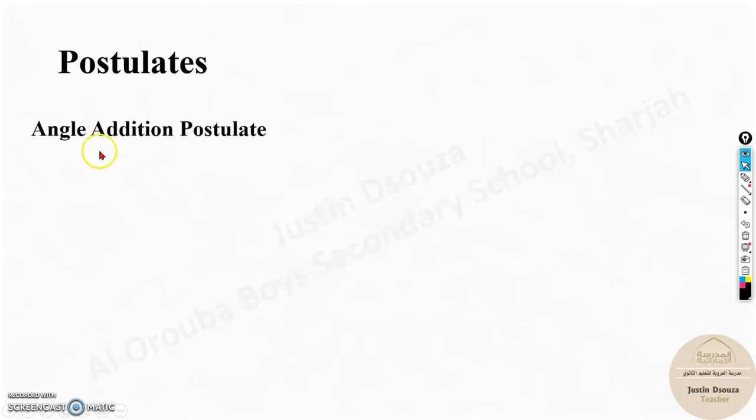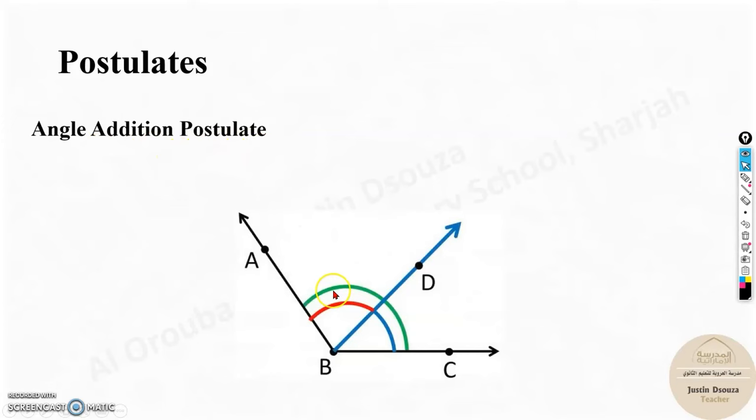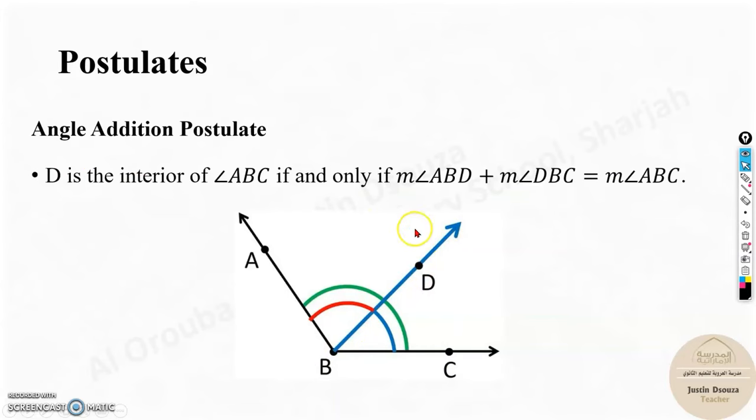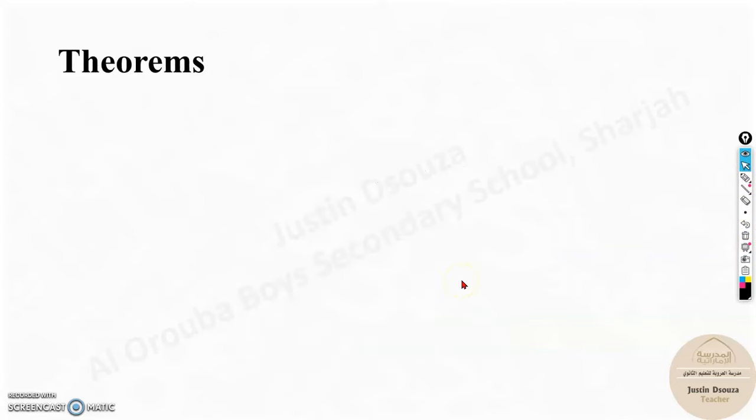Now the next one is the angle addition postulate, which is very important. Look at this figure: A, B, C, and there's a D in the interior. So D is in the interior of angle ABC if and only if the measure of angle ABD plus the measure of angle DBC is equal to the total angle, that is the measure of angle ABC. So what it means is, if you add this and this, you must get the total angle. That should be true. Otherwise, this is not an interior point.